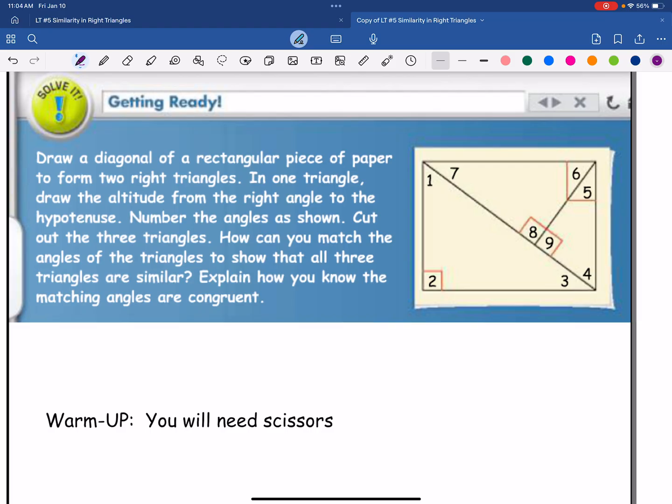We did a warm-up in class where we cut out paper and noticed that triangles A, B, and C were all similar. We could place A and B on top of C and see that they were all similar. Our altitude ended up going through the right angle for C. And we noticed that we had sides proportional and angles congruent.